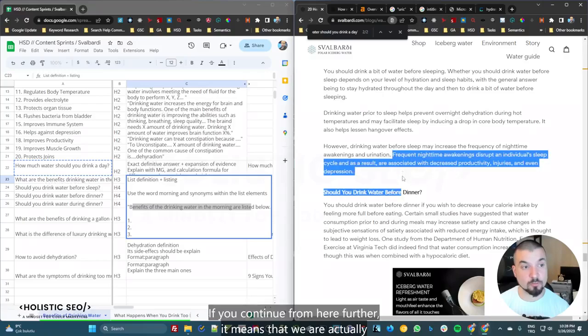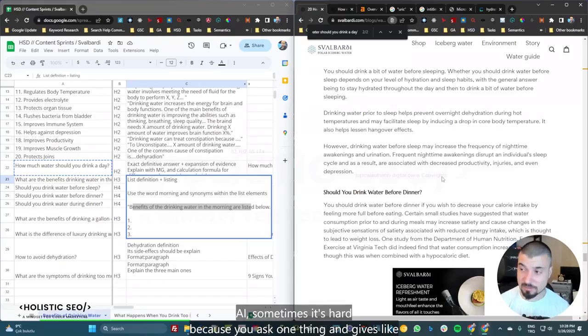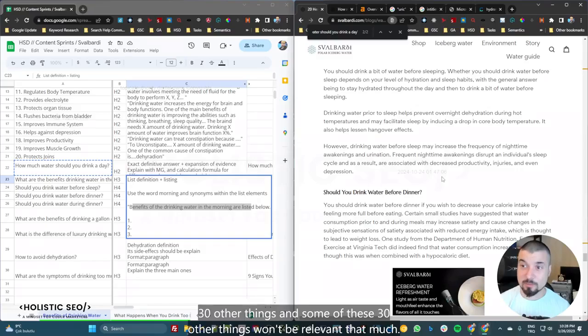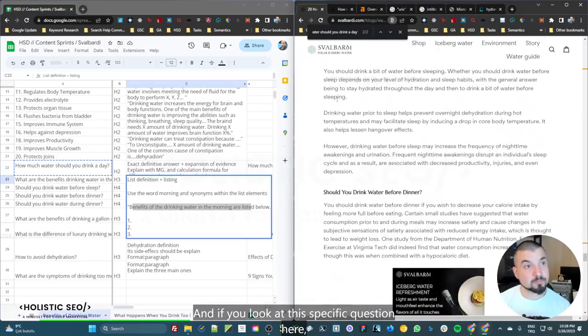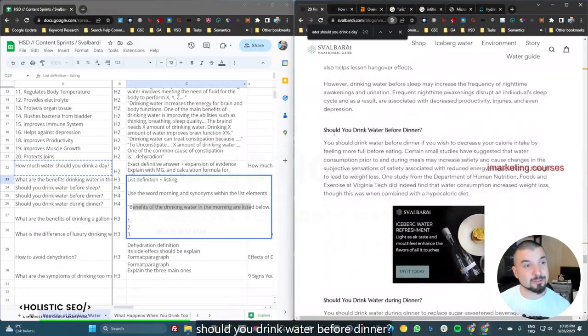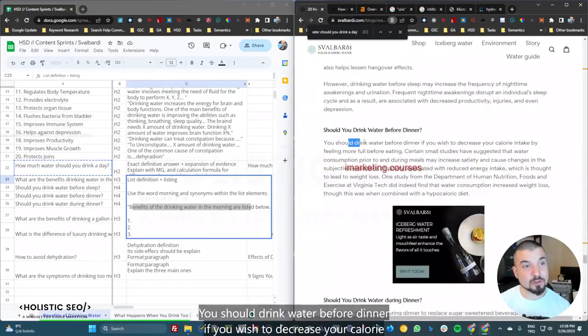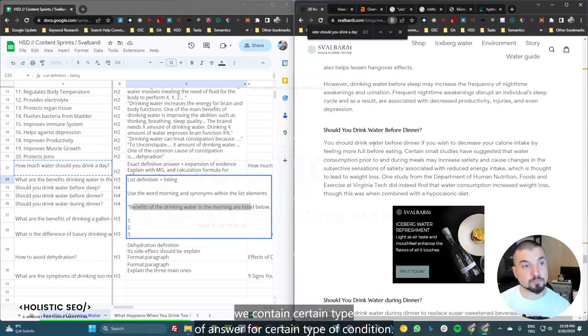If you continue from here further, it means that we are actually diluting the context and breaking the contextual hierarchy and the vector. That's why using generative AI sometimes is hard, because you ask one thing and it gives like 30 other things, and some of these 30 other things won't be relevant that much. And if you look at this specific question here, should you drink water before dinner? You should drink water before dinner if you wish to decrease your calorie intake by feeling more full before eating. One more time, we contain a certain type of answer for a certain type of condition.